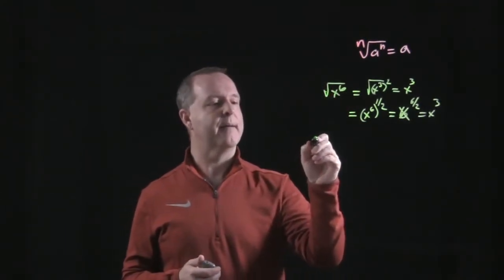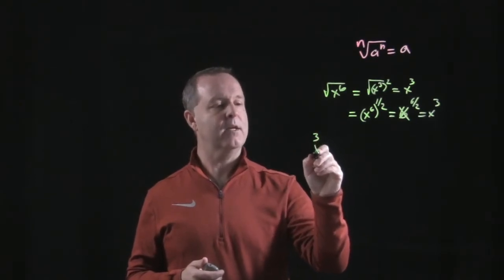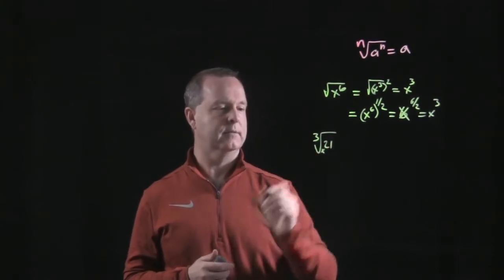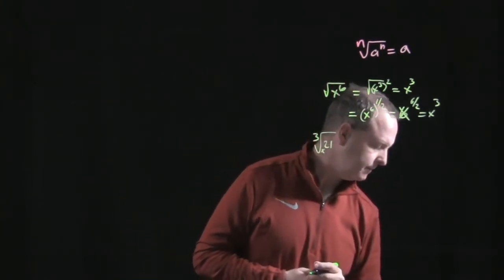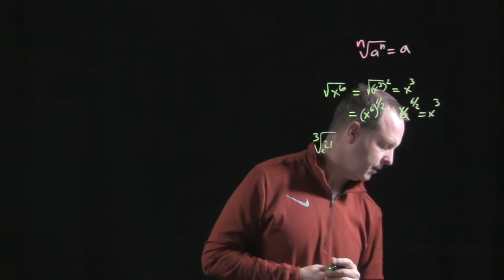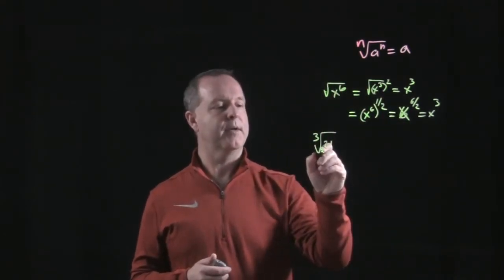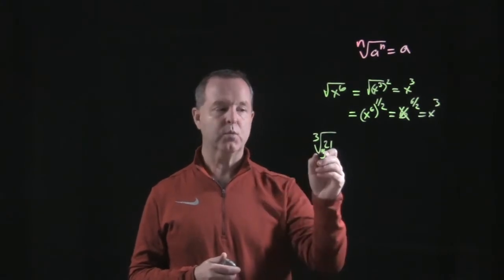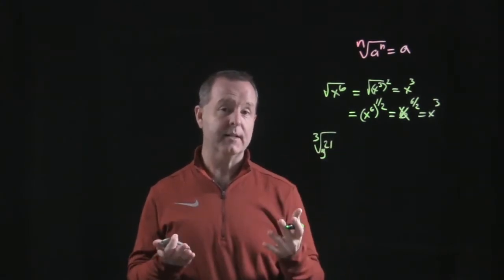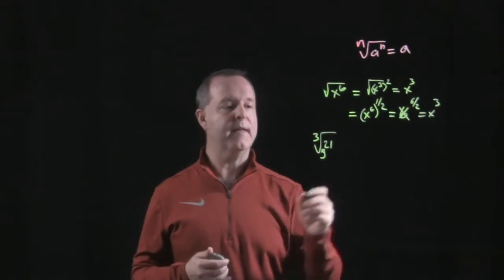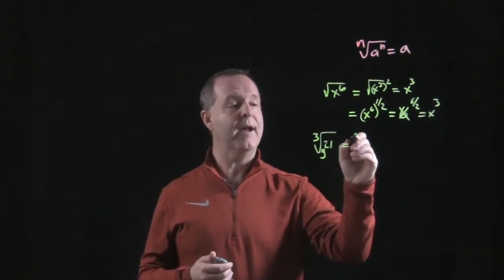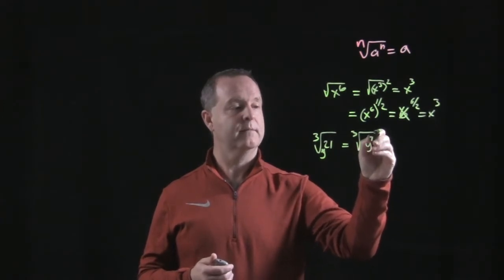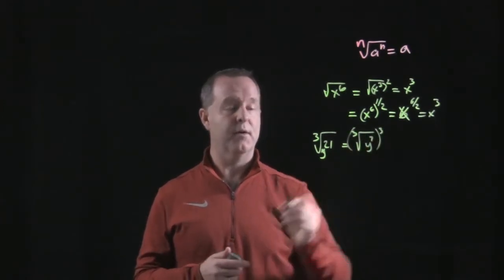Let's look at another example. Say I have the cube root of y to the 21st. Is y to the 21st a perfect cube? How do we think about that? Well, we can rewrite that as the cube root of y to the 7th raised to the 3rd power.